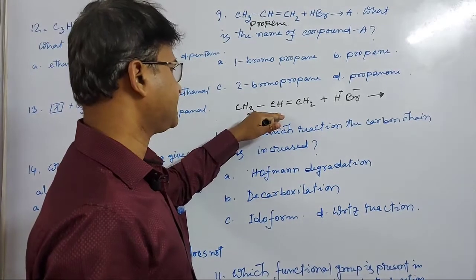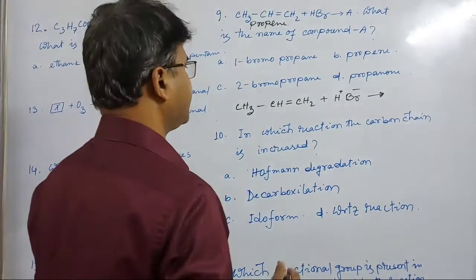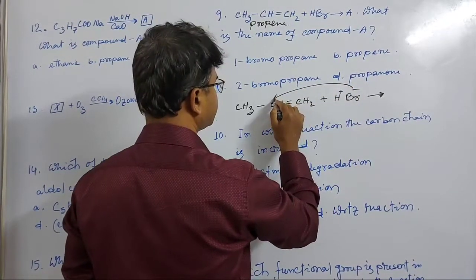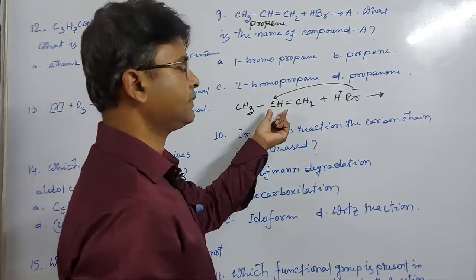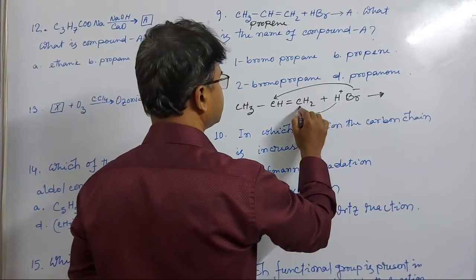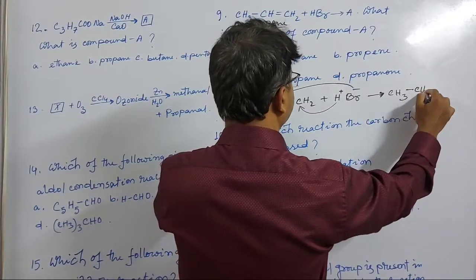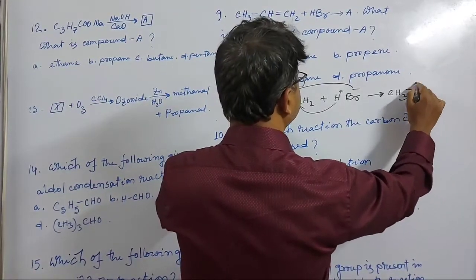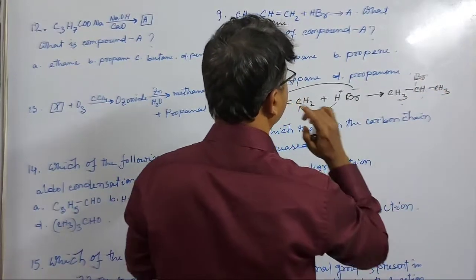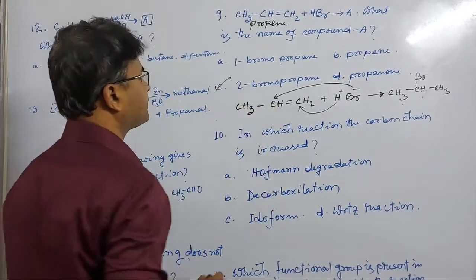When an asymmetric alkene reacts with an asymmetric reagent, the negative part of the reagent becomes attached to the double bonded carbon which bears the lesser number of hydrogen atoms. That's why, dear learners, I can write here CH3-CHBr-CH3. So it is 2-bromopropane. So the correct choice is C, 2-bromopropane.